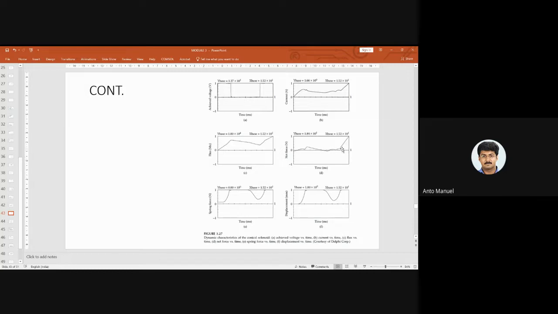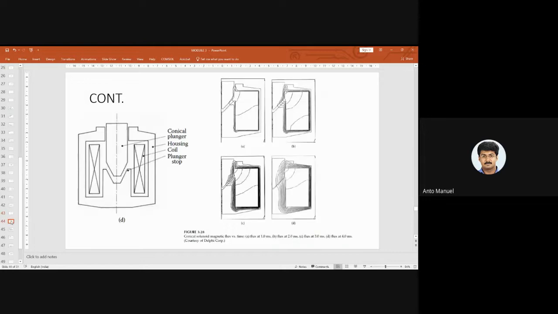The force is also initially lagging, but it goes up after a specific time. The spring force and the displacement also contribute a normal carryover here. That means the displacement is always holding the system, even if you remove the applied voltage. If you remove the voltage, your actuator is still holding something, which we can use for different applications. These are some characteristics of the conical solenoid, and these are some dynamic characteristics.